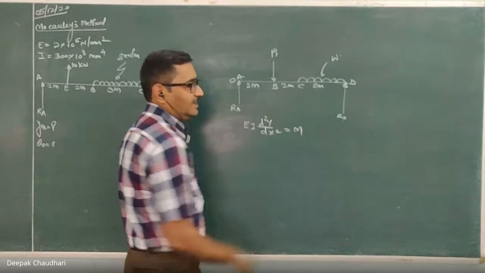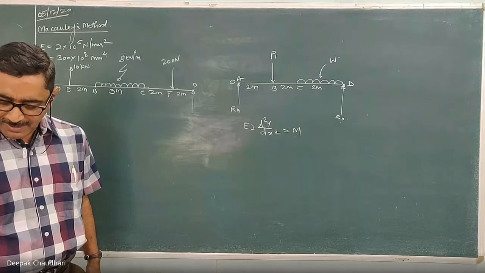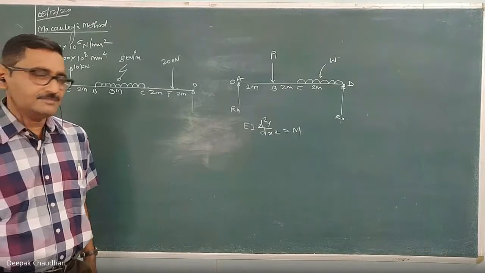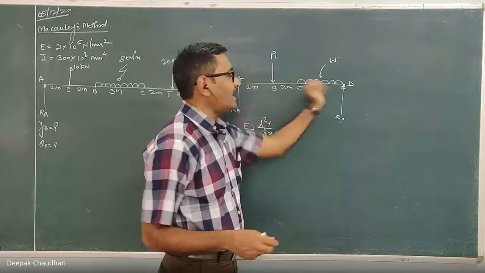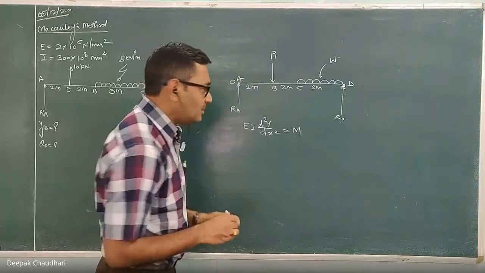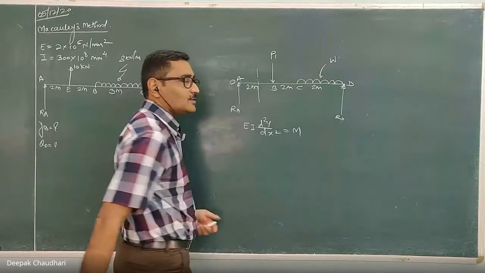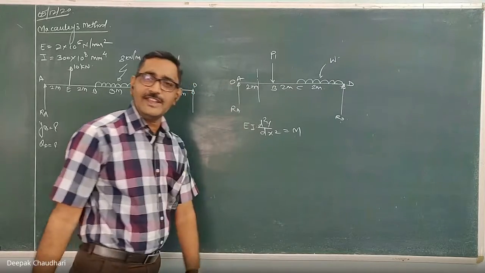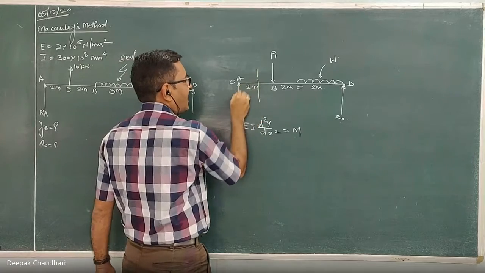This M is the general equation of the bending moment. I told you that when we use the Macaulay method, there is one method to write down the general equation of the bending moment, which will be valid for the entire beam. Here, we consider one section. We first assume the origin at the left end.